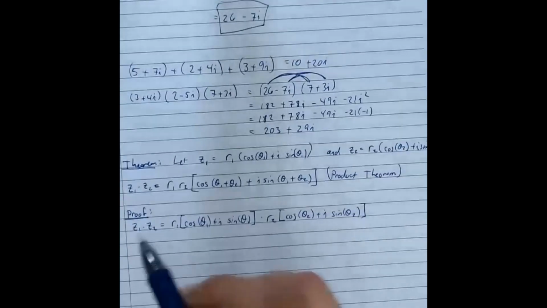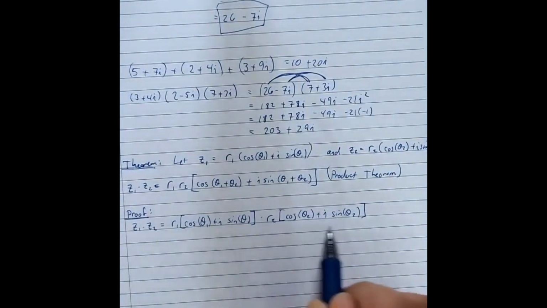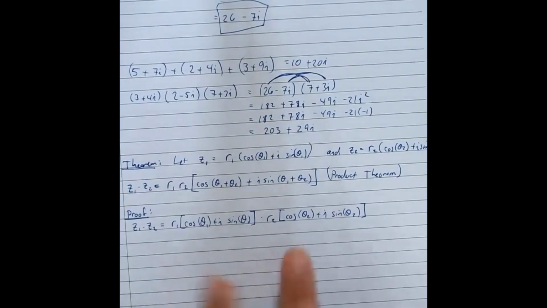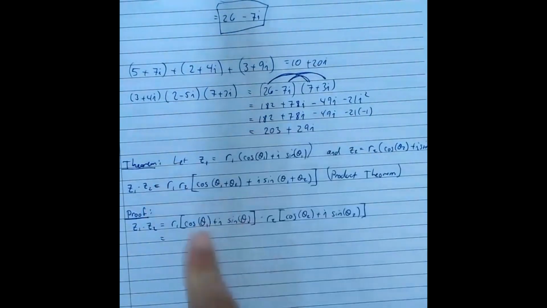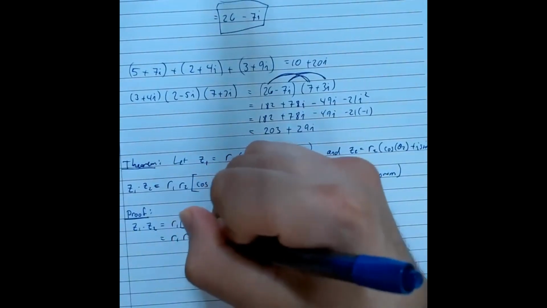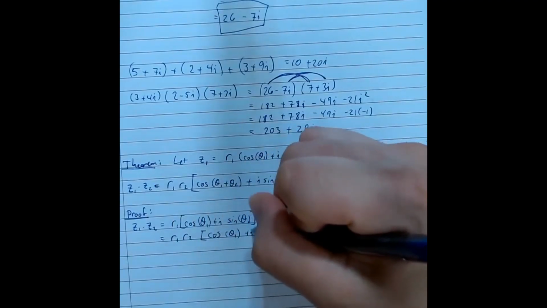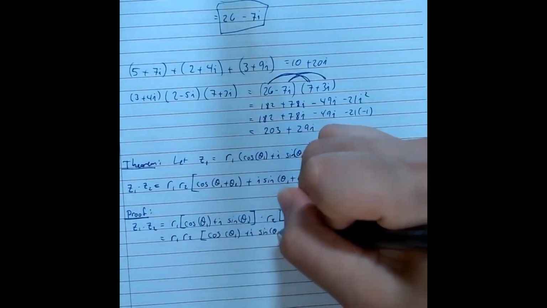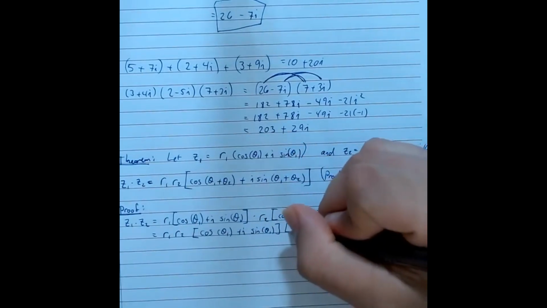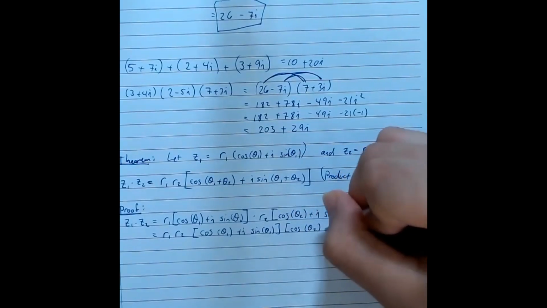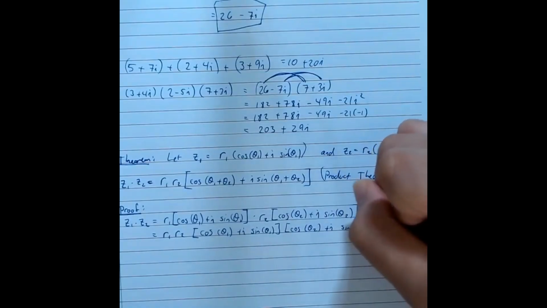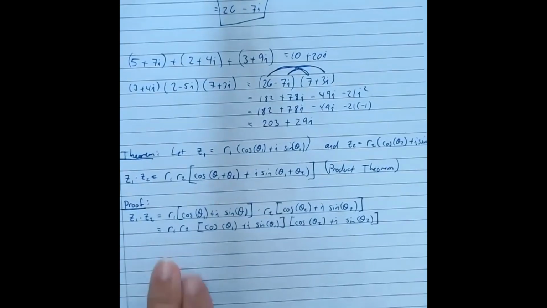Now notice this is r1 times this times r2 times this. So I could just rearrange some terms. Let me put the r's together. This is r1 times r2 times cosine of theta 1 plus i sine of theta 1 times cosine of theta 2 plus i sine of theta 2. Just like that. r1 times r2, those are just two numbers that are getting multiplied, so I'm just going to leave those alone for now.